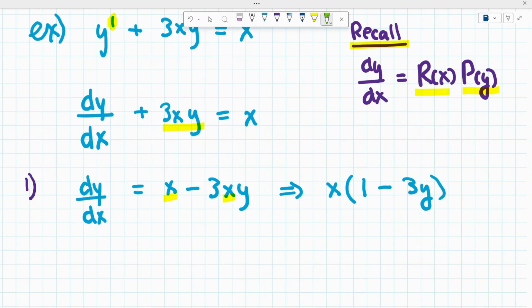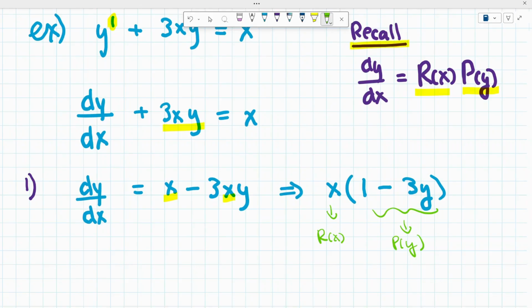And now this should be looking a bit similar. We have our x over here, which is like our r of x function, and then we have this piece over here, which is our p of y function, meaning that we have these two functions, one in terms of x and one in terms of y.